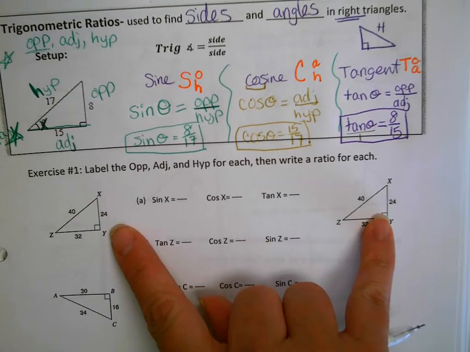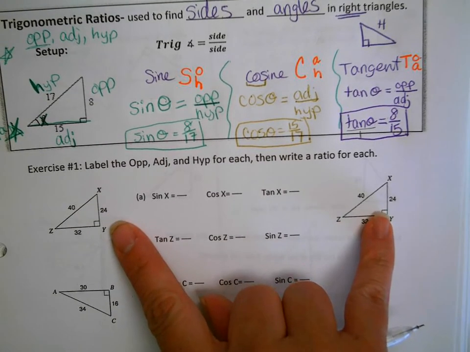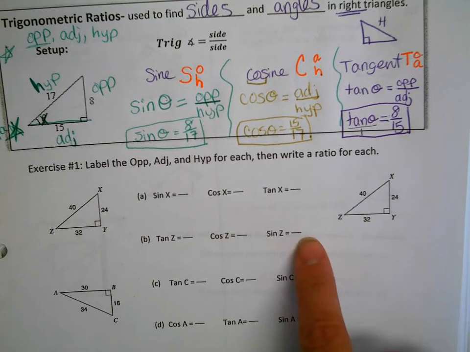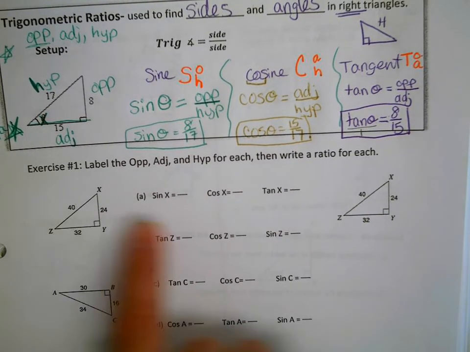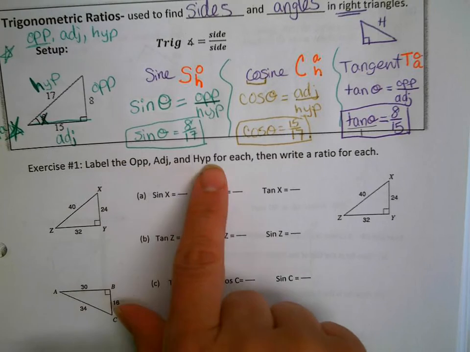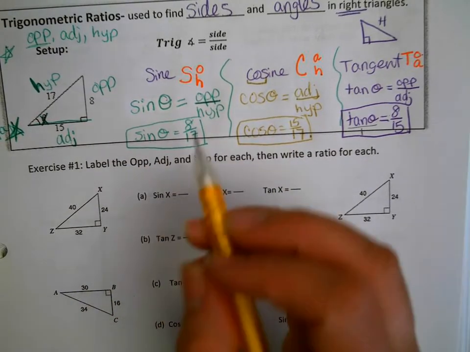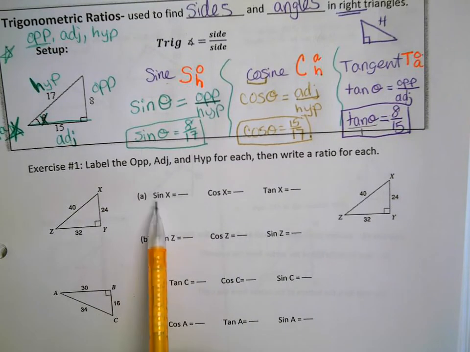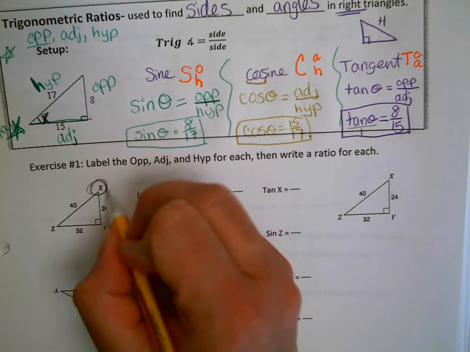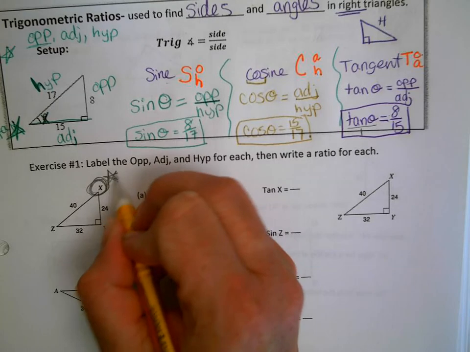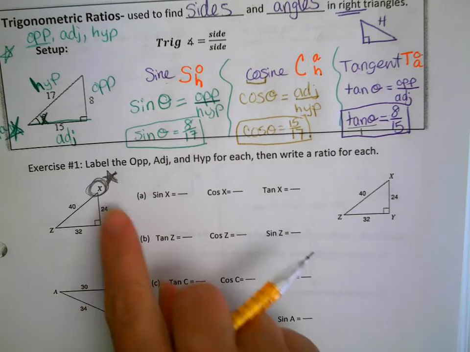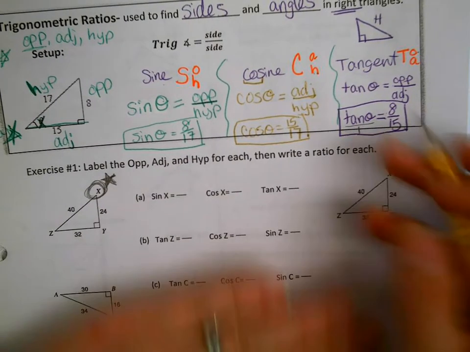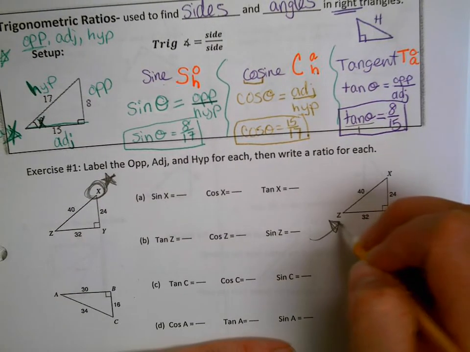I have 2 pictures here that are the exact same for exercise 1, and that's because here we focus on angle X. Here we're going to focus on angle Z, tan Z, cos Z, sine Z. So label the opposite, adjacent, hypotenuse for each, then write the ratio. So again, sine, cosine, tangent, we're going to have up top. Sine of X. So let's focus on angle X to begin with. Okay, so that's where we always start, is what angle are we talking about? Because it could be X or it could be Z. Okay, and we're going to look at part B to that picture in a second.